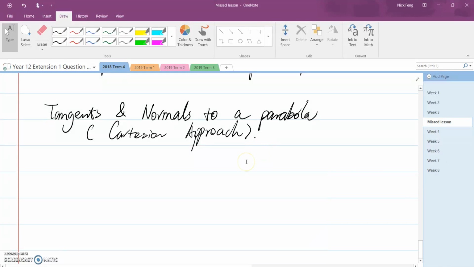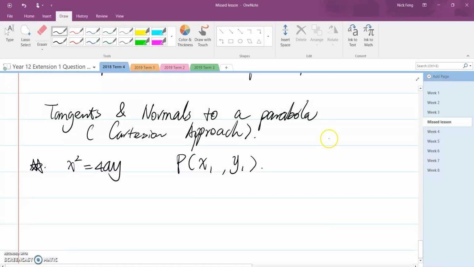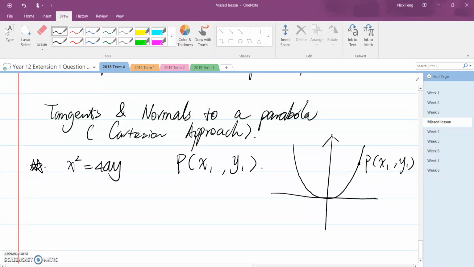Okay, so what does that mean? This means we no longer have 2ap squared. We have the parabola x squared equals 4ay, and this time my variable point P is called (x1, y1). So a normal parabola concaving up, with P being (x1, y1). Now we just use our knowledge of derivatives in order to find out what the gradient of the tangent is at this point, and then use the point-gradient formula to work out what the equation of the tangent is.